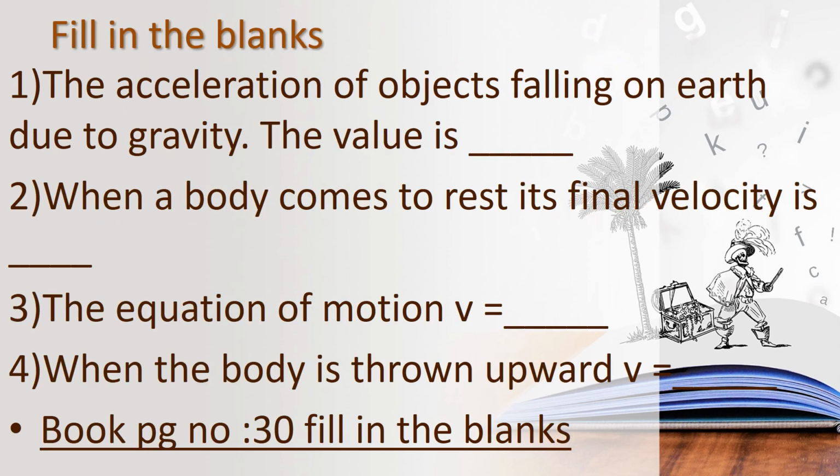So the next question. Children, this is your homework. The first question: the acceleration of objects falling on earth due to gravity, its value is dash. Second, when a body comes to rest, its final velocity is dash. It is from the note. Third, dash is the equation of motion. Write that.